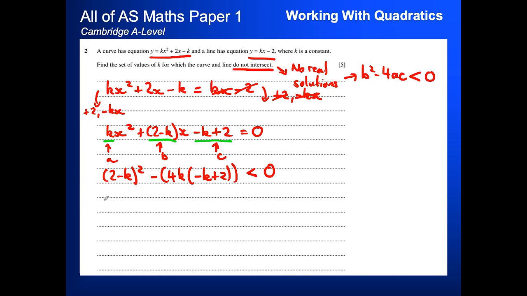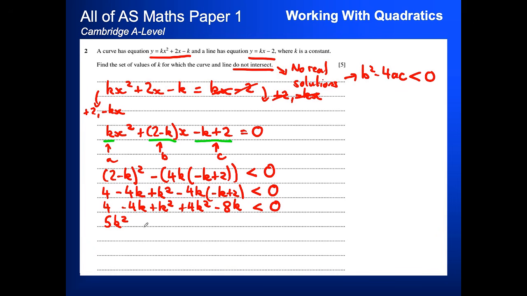So we expand the bracket, we get 4 minus 4k plus k squared, and then we get minus 4k multiplied by minus k plus 2 is less than 0. Now let's expand over here, so we get 4 minus 4k plus k squared. You need to be really good at expanding these double brackets quickly. Minus 4k times minus k, that's plus 4k squared. Minus 4k times plus 2 is minus 8k. Almost there with our quadratics. So 4k squared plus k squared is 5k squared.